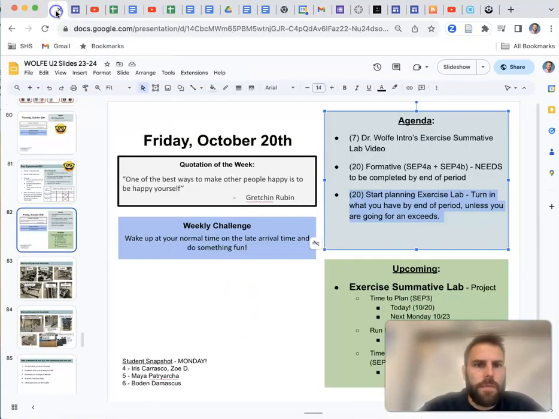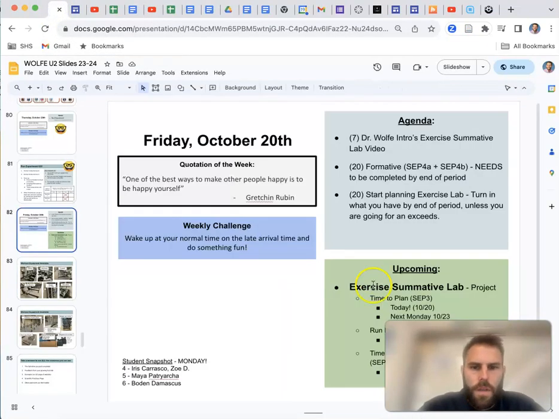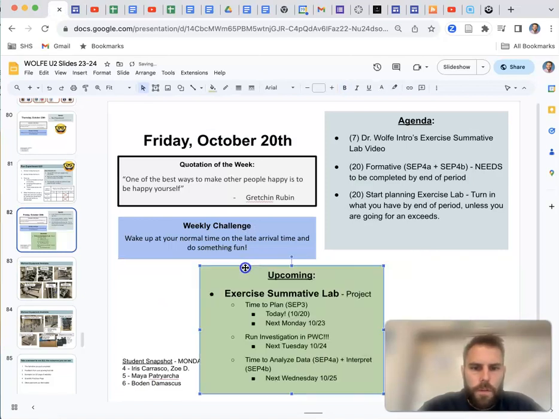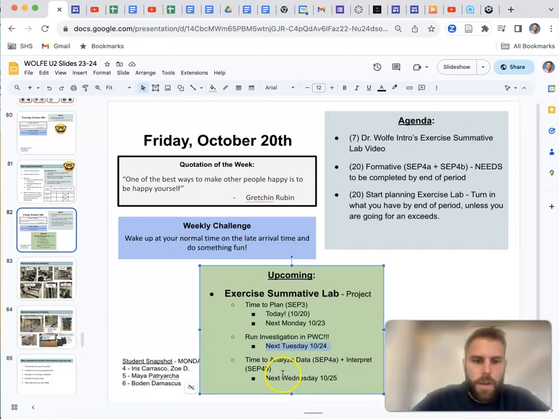By the way, what's the timetable of this going to look like? I'm going to bring this up over here so my video's not in the way. Today, you're going to plan. Next Monday, you're going to plan. And then Tuesday, it's go time. We're going to be in the PWC running this experiment. And then on Wednesday, you're going to have time to analyze and interpret your data. And again, all this is going to be for a summative grade.